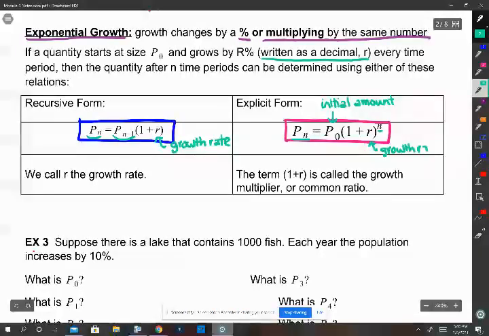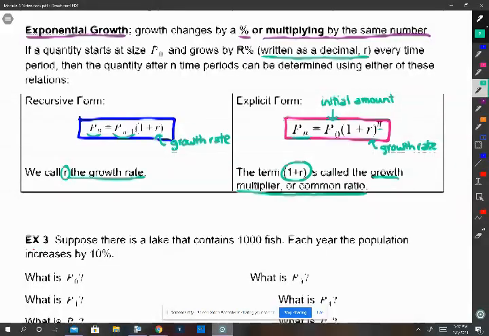What we want to remember is that r is the growth rate, but the 1 plus r, the whole chunk that's in parentheses, is called our growth multiplier or our common ratio. I've seen on exams where they ask you to find the growth rate and write it as a percentage, and also to find the growth multiplier or the common ratio. So make sure you know the difference between the two. One is just the specific r value, and the other is the whole thing in parentheses.